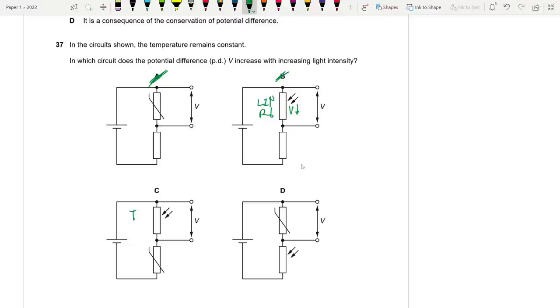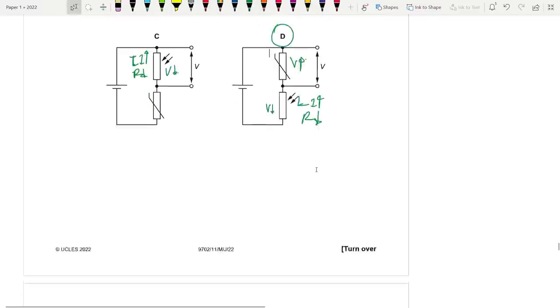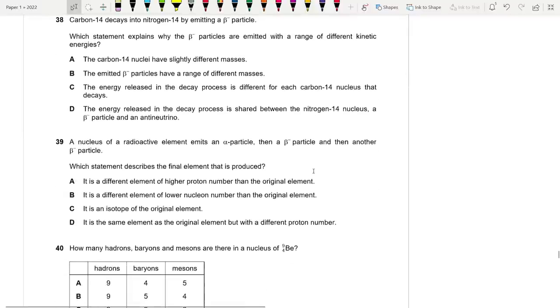If you increase light intensity, R decreases, V also decreases. Okay, this is wrong. If you increase light intensity, then the resistance decreases, the voltage of this LDR decreases, so the voltage of the thermistor must increase. 37 is D. Okay. 38. Carbon 14 decays to nitrogen 14 by emitting a beta minus particle.